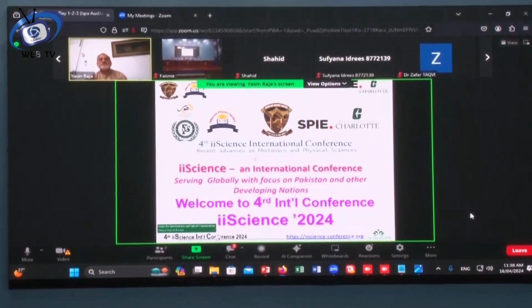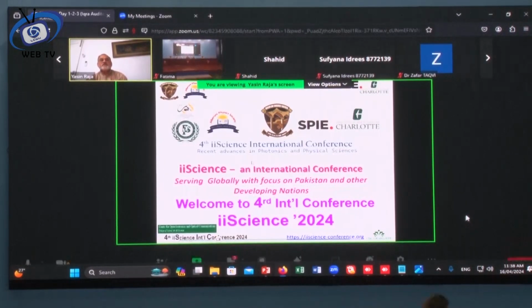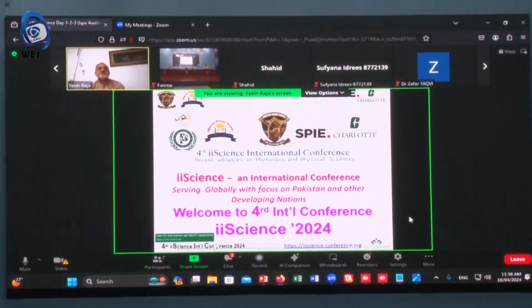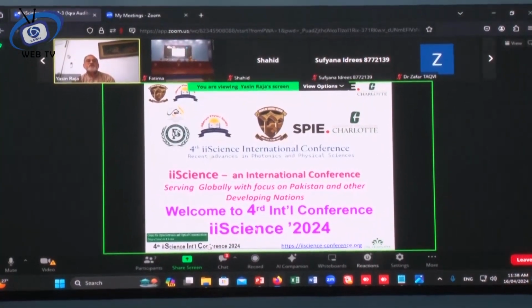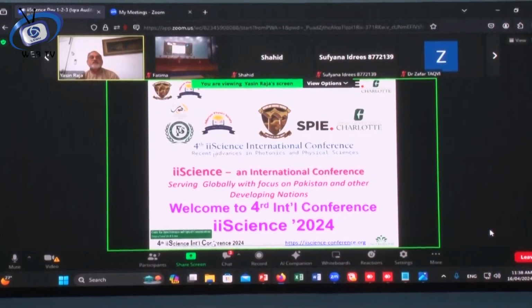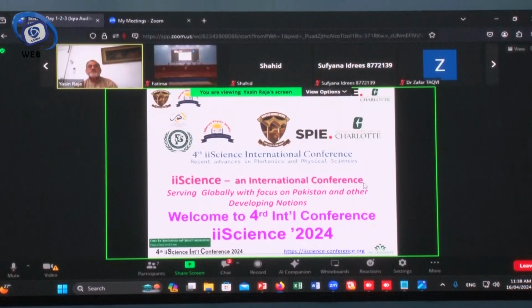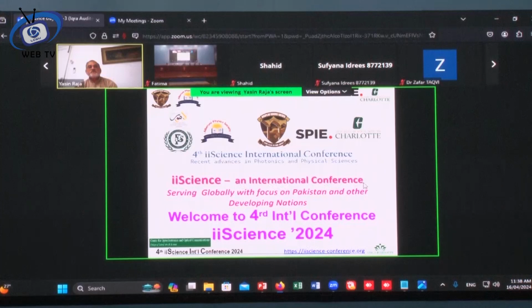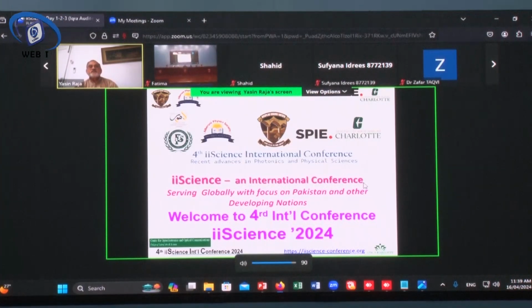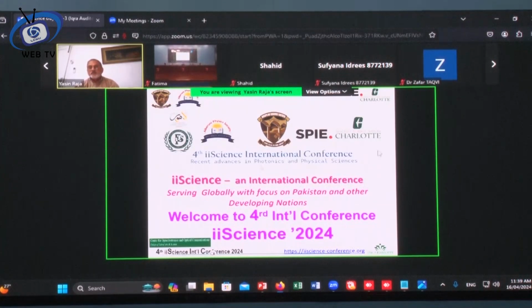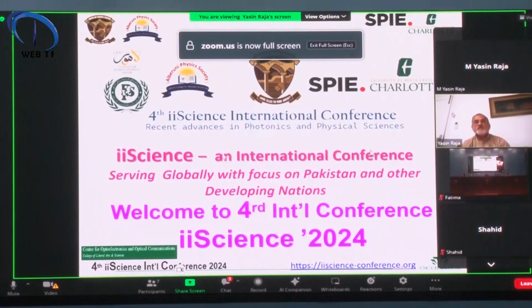As a part of the opening ceremony, the introduction of this conference, iiScience, means international inclusive. We are, first of all, both national and international together, and inclusive means physics, chemistry, biology, biological sciences, health sciences, everybody included. Each discipline is important in its own right, but when you combine all these, that is the way our type is. Having said that, this is the fourth event, and I hope, inshallah, it will continue further as we move on.